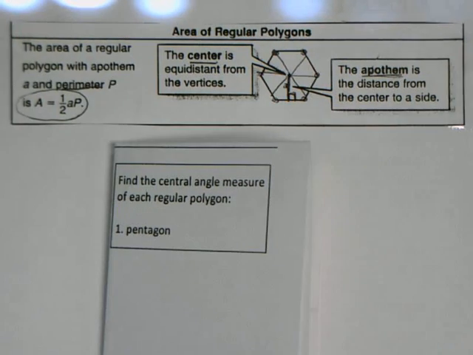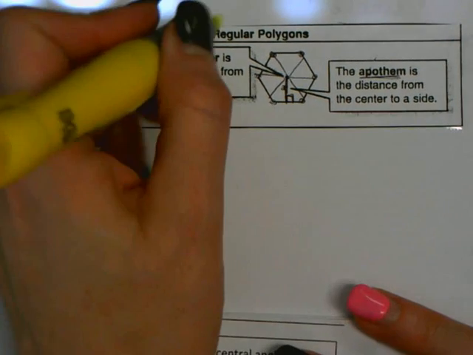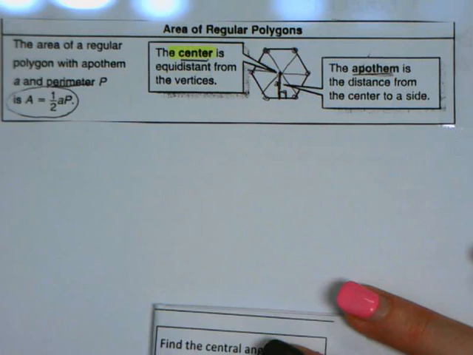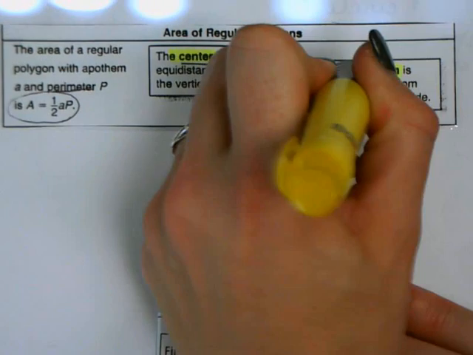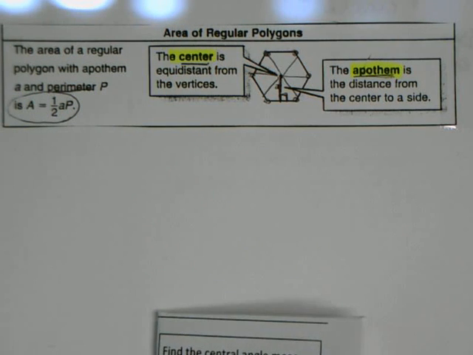All right, and welcome back. I do want to talk about some vocabulary words that are going to be important for us. First one being, where's the center of my polygon? And then the other one is the apothem. So apothem is going to need to be put in your vocabulary section of your comp book.